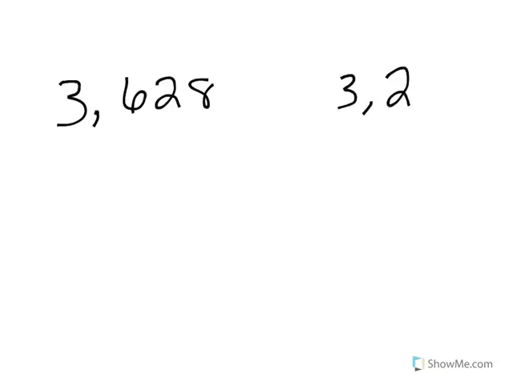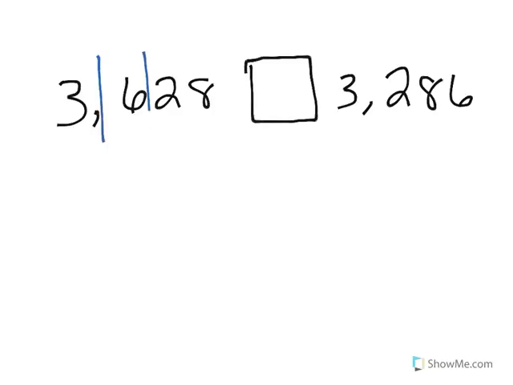So here we're going to practice comparing 2 numbers that have 4 digits. So first I'm going to write the number 3,628, and I'm going to write the number 3,286. In the middle I'm going to put a blank box because that's where we're going to have to decide what symbol should go in between. So since I'm talking about comparing, the first thing I need to do is put my numbers into a place value chart.